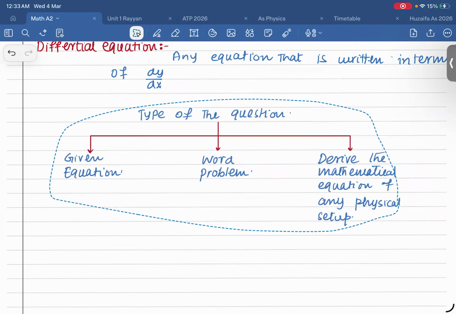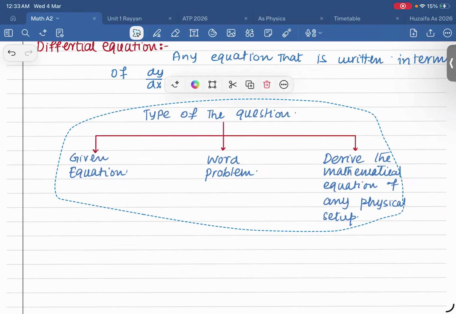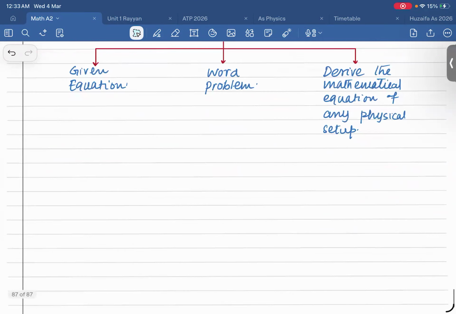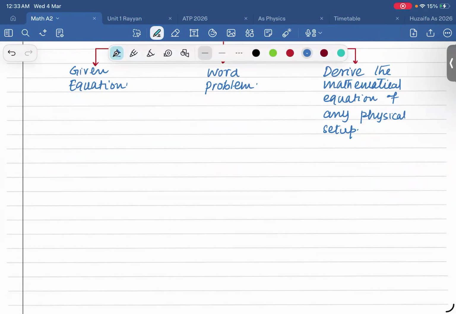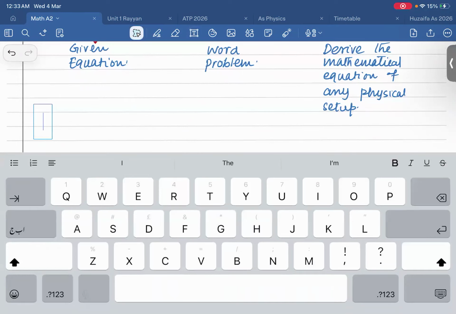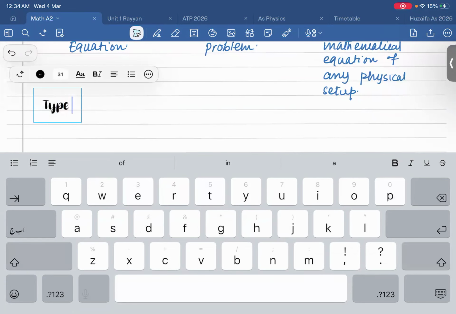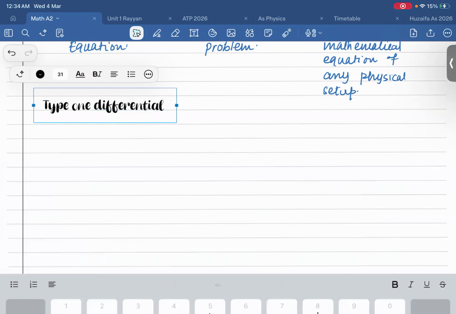Okay, and inside those three types, how to solve those types of questions, let's go into that. Okay, so type 1, differential equation.